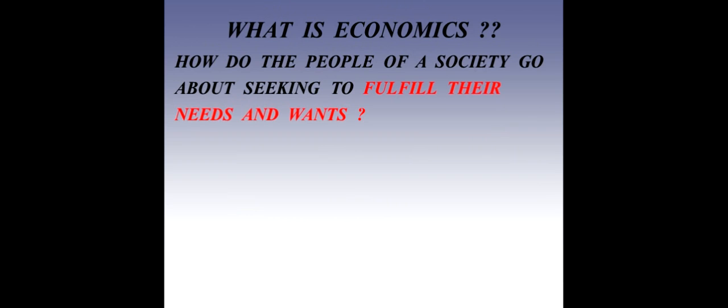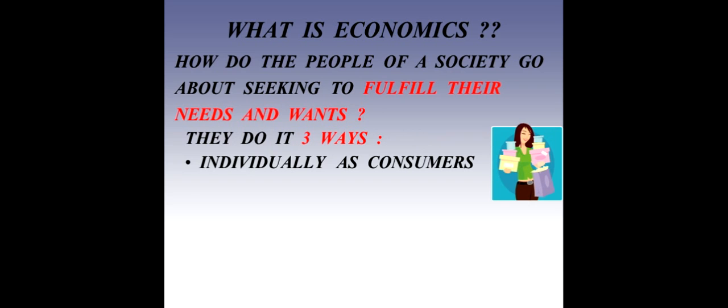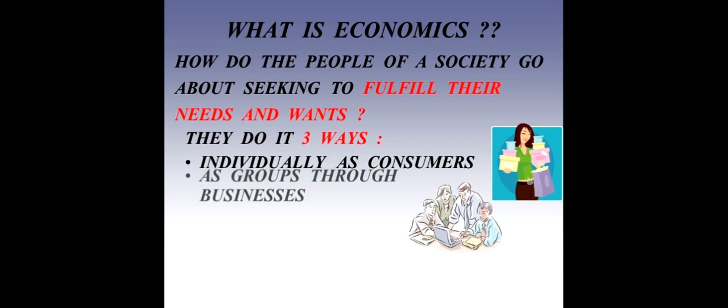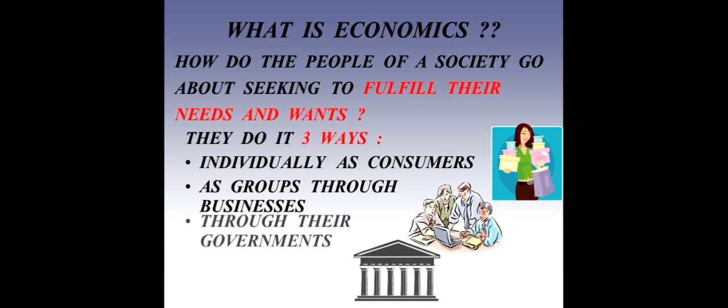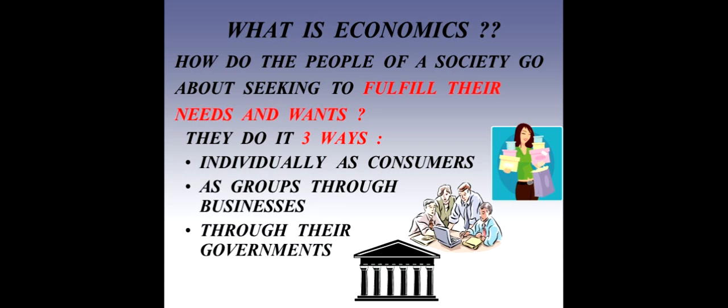The second thing we need to do is take a look at how people of a society go about seeking to fulfill their needs and wants. And they do it three ways. One, individually as consumers. Secondly, as groups through businesses. And third, through governments.